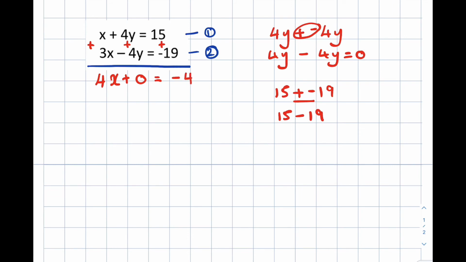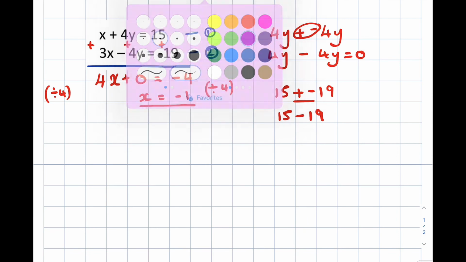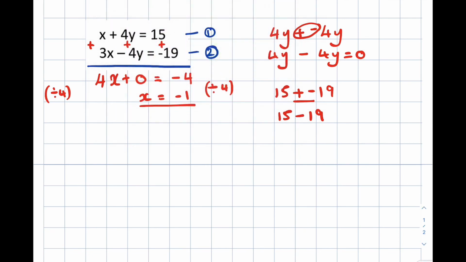Now if 4x is worth a negative 4, x is going to be worth a negative 1, because when you divide both sides by 4, it will get rid of the 4 on the left hand side. A negative 4 divided by 4 will give negative 1. Now, how do we work out the value for y? So we've got x equals negative 1.